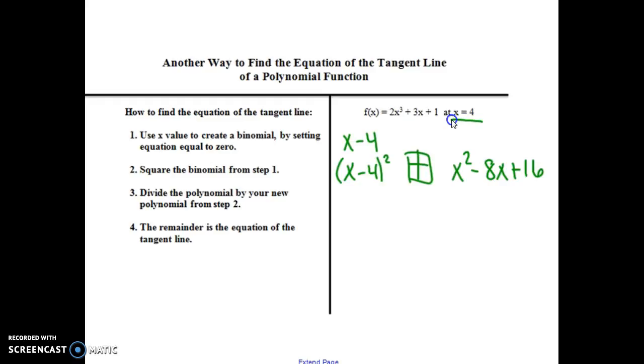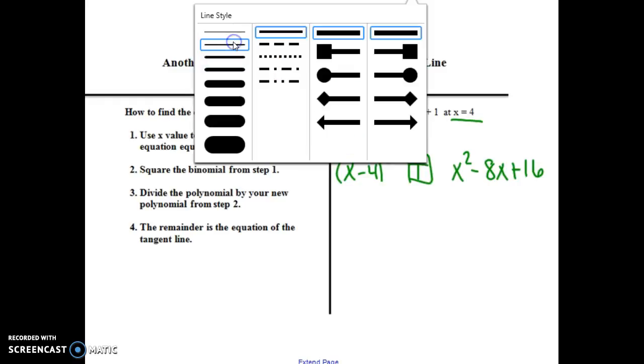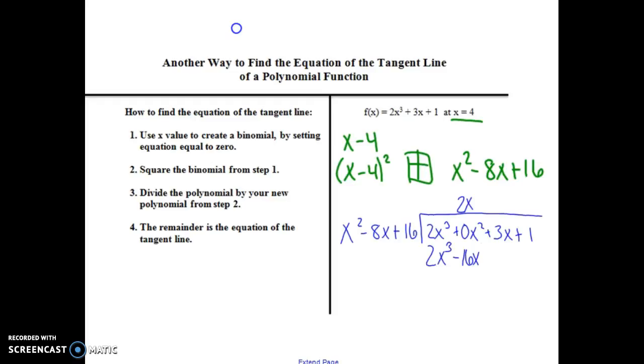Step 3, divide the polynomial by the new polynomial from step 2. So I need to do some long division. I am going to make my pen much thinner. And I'm going to do x squared minus 8x plus 16 going into 2x cubed plus 0x squared, my placeholder, plus 3x plus 1. First, I'm going to multiply by x, 2x, to get 2x cubed minus 16x squared plus 32x.